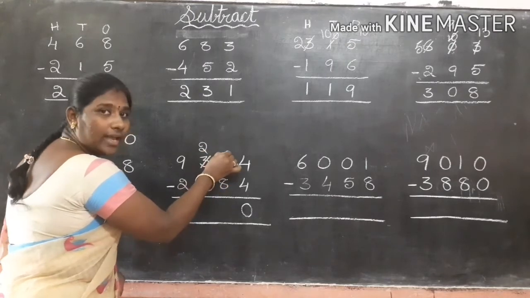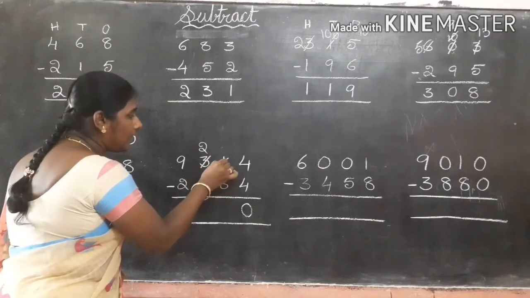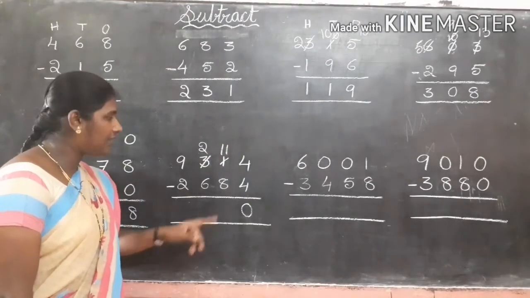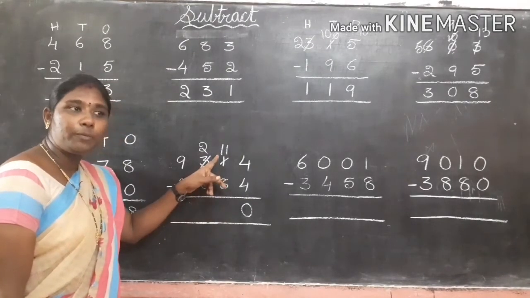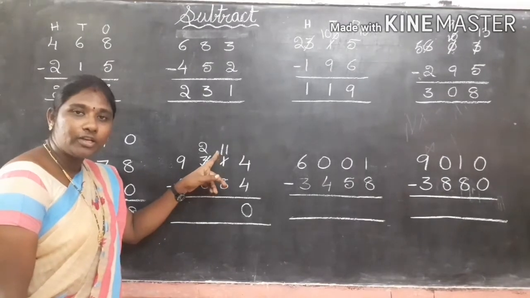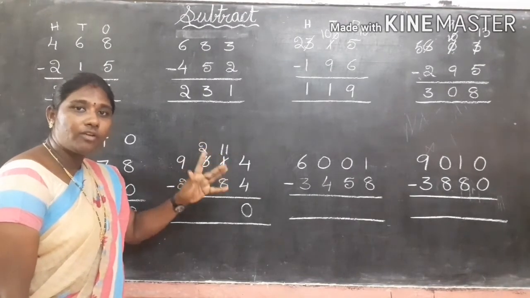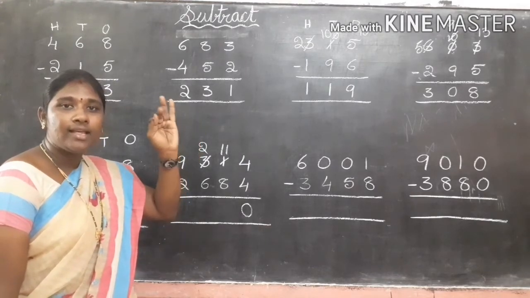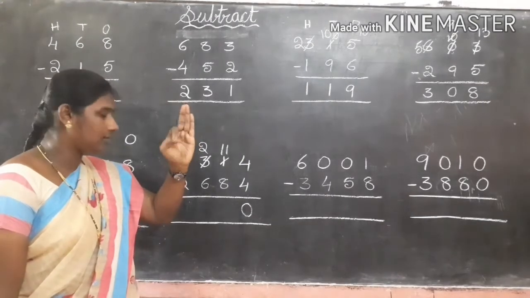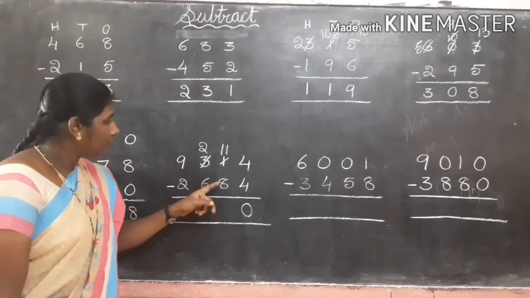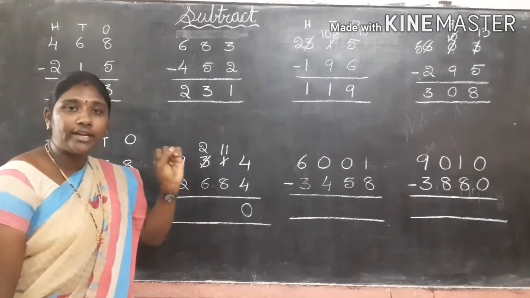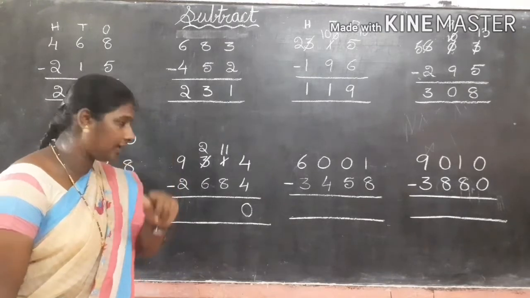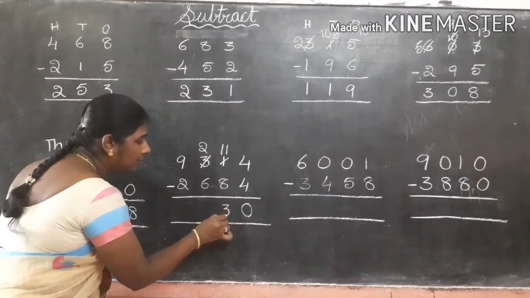Here this 10 we are getting, no? 10 plus 1, 11. Now from 8 up to 11, how many fingers? How many are we getting? 8 after 9, 10, 11. How many fingers do we get? 3. So we have to write here 3.